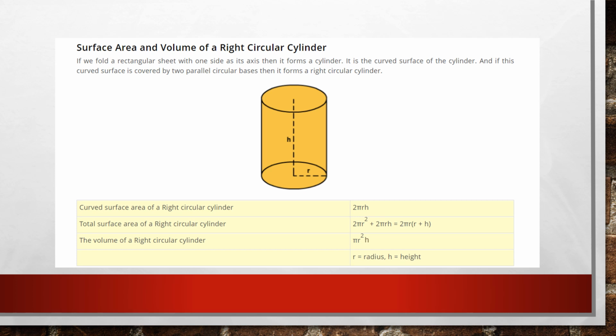This thing is a little bit confusing for you now. What is a right circular cylinder? When the bottom and top are both parallel to each other, then it is considered a right circular cylinder.